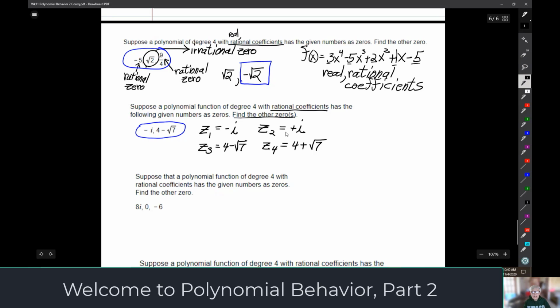Okay then, these are the other zeros. If negative i is there, right there, then positive i has got to be there. If 4 minus the square root of 7 is there, then 4 plus the square root of 7 has got to be there.